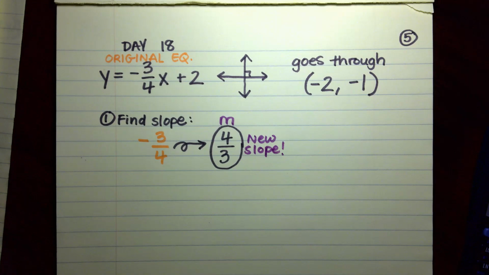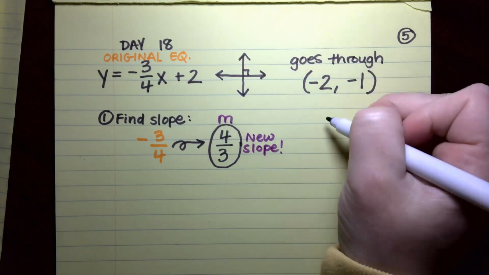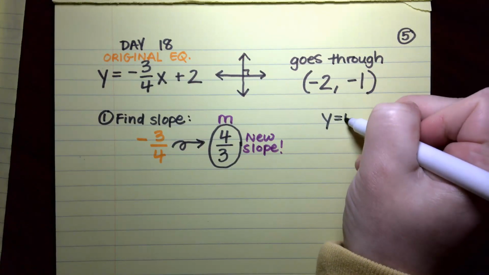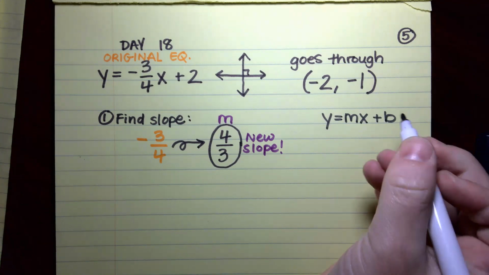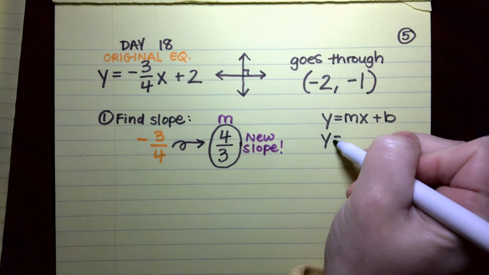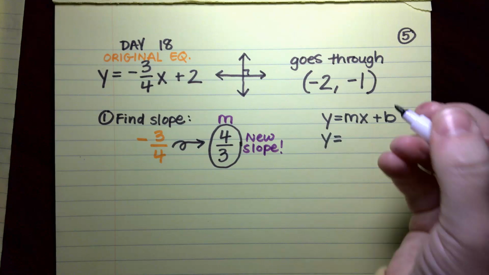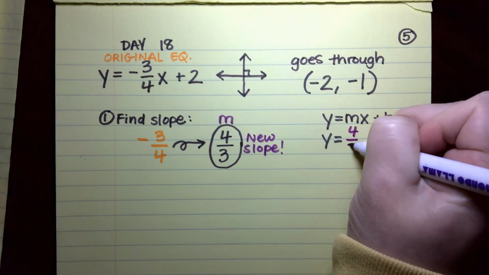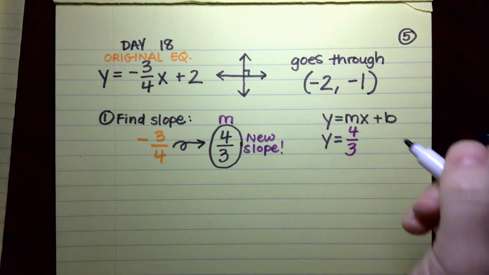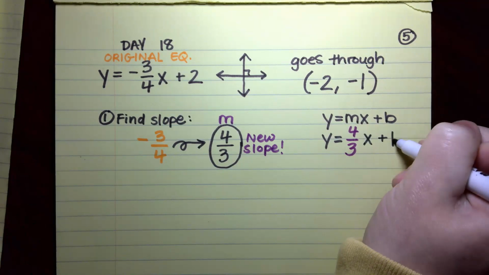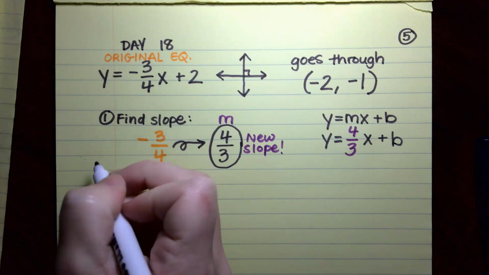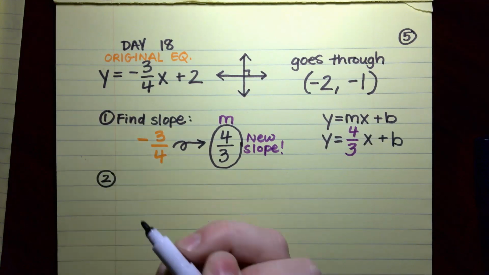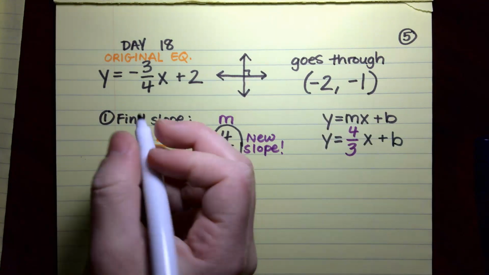Okay, step 1 is done. And out to the side, I'm going to write out those steps that we did. This is our slope-intercept form. Now we can plug in our slope. We found m. Okay, what's step 2? Yeah, solve for b. We're plugging our coordinates in and solving for b.